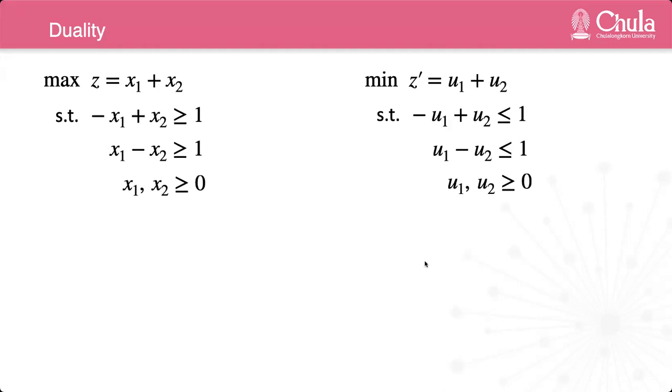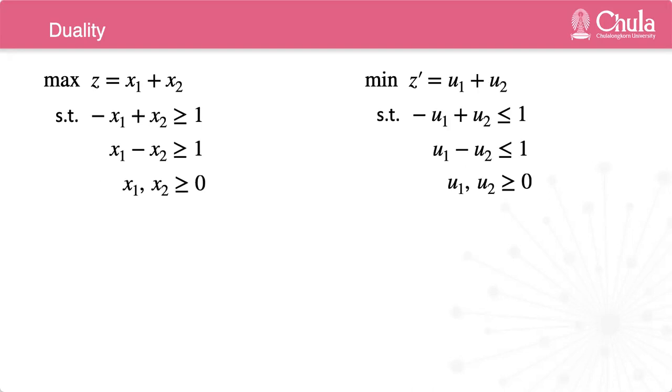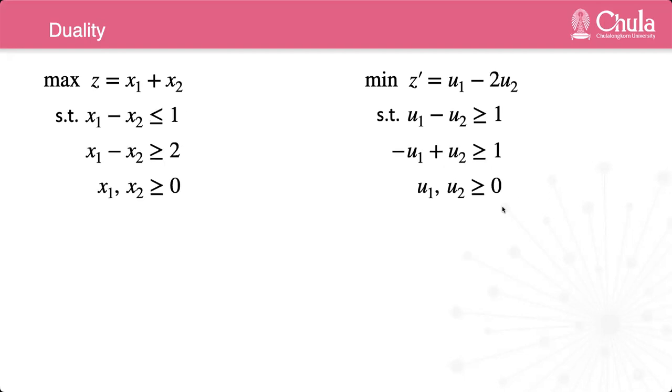You can try another problem. On the left hand side is the primal, and the dual of this problem becomes the minimization of this one. You can take time to look at how we find the dual of the problem.